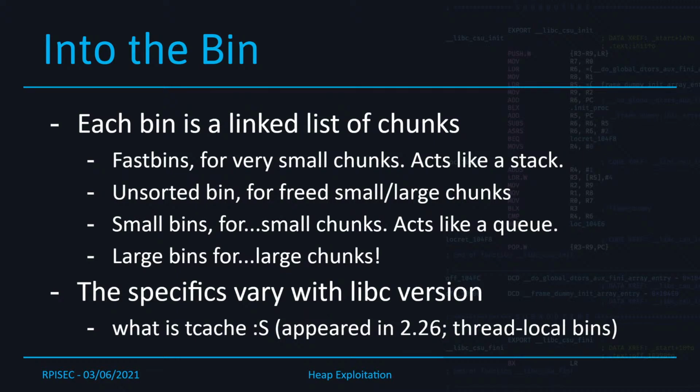Now, the specifics of this do vary with your libc. For example, tcache pops up in 2.26, I believe, and it's basically thread-local fast bins. Each thread will have its own little list of chunks, and they preferentially use those before raiding the fast bins.